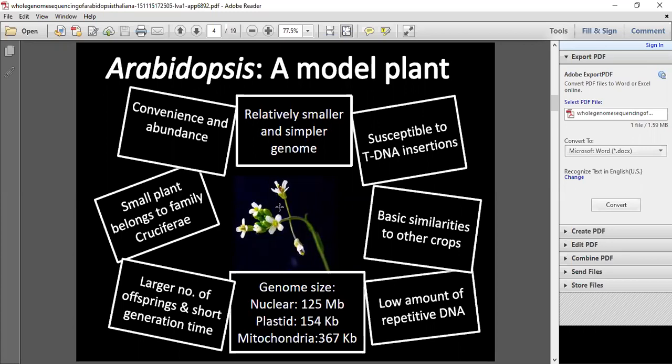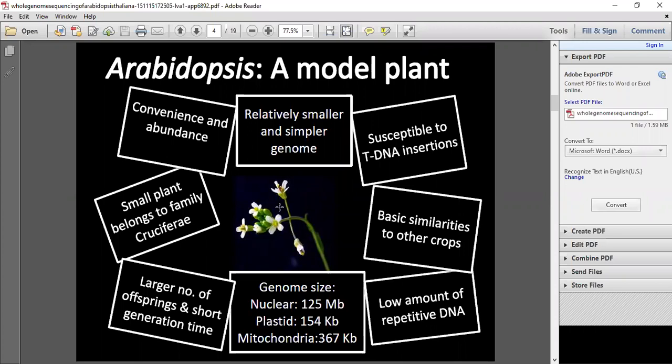Then, it is susceptible to T-DNA insertion. While preparing a genomic library to study the genomics of that plant, we need to insert a segment of DNA inside a host cell, to prepare clones and a genomic library. So we need a genome that is susceptible to T-DNA insertion. In Arabidopsis, the segment T-DNA means transfer DNA.